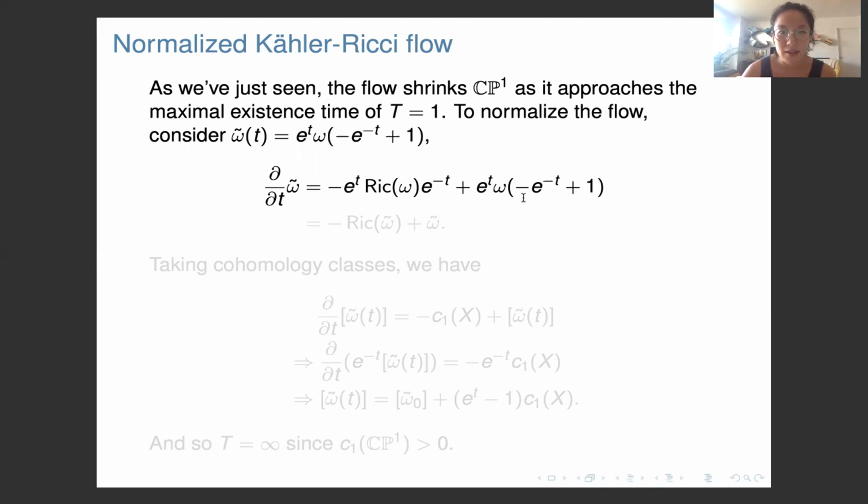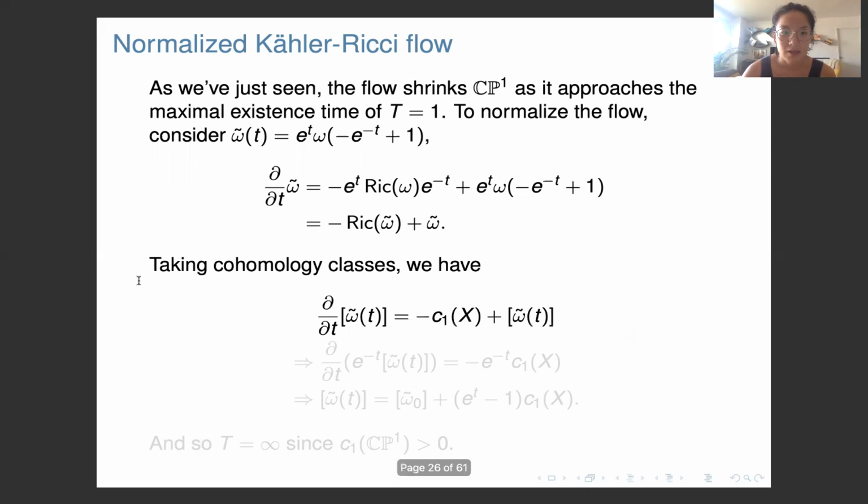And the second term here, we're just differentiating e to the t, so nothing changes, and the rest stays the same. Writing this out, we find that this is equal to negative Ricci of omega tilde, where we use the scale invariance, and adding back this thing, which is omega tilde. Taking cohomology classes, d/dt of omega tilde as a class is equal to negative c1 of x plus the class of omega tilde.